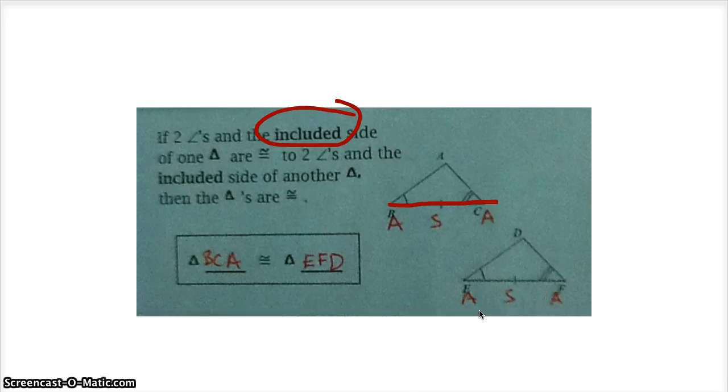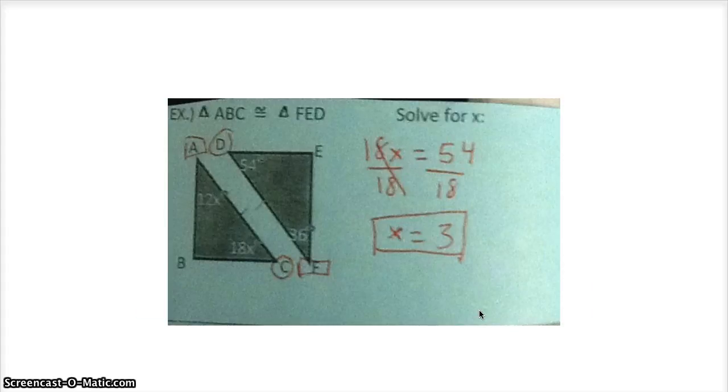So I named the first one BCA. B goes with E, so I did it first. C goes with F, so I did it second. And A goes with D. Look at the example on the left-hand side and try to do it without me first.